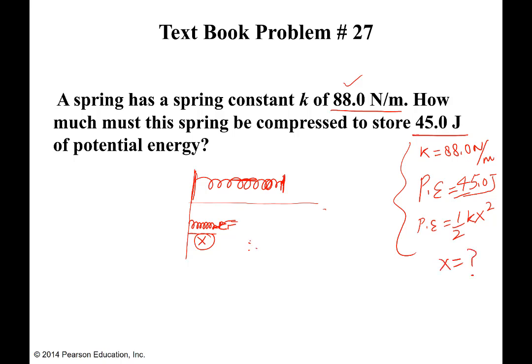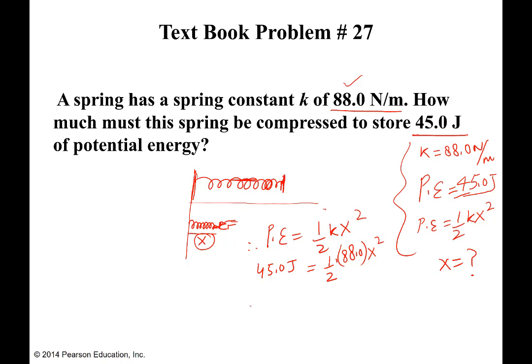So again, we will use the formula. The magnitude of the potential energy is given, which is the work done, 1/2 k x squared. So PE is 45.0 joules. You know that the unit of work is always joule, or energy. K is given as 88.0. You can find your x squared. So work on the mathematical steps here.